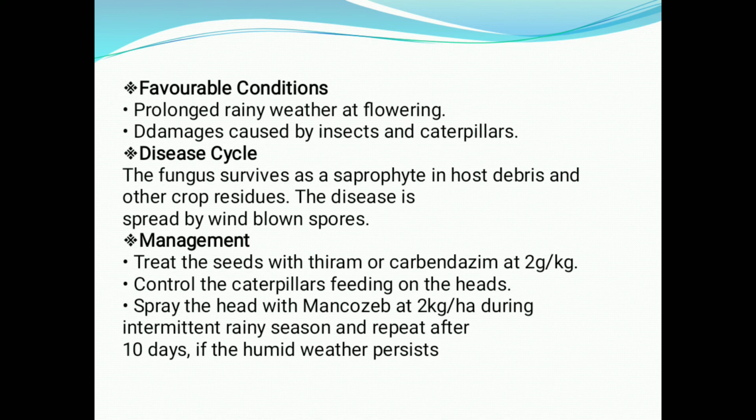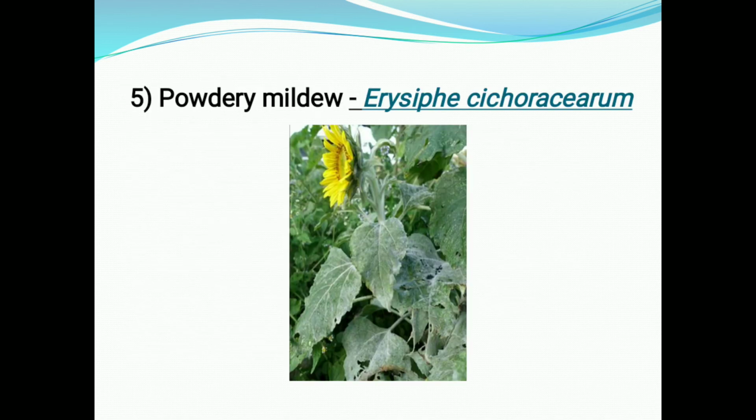Disease cycle: the fungus survives as a saprophyte in host debris and other crop residues. The disease is spread by wind-blown spores. Management: treat the seed with thiram or carbendazim at the rate of 3 gram per kg of seed. Control the caterpillars feeding on the heads. Spray the head with mancozeb 2 kg per hectare during intermittent rainy seasons and repeat after 10 days if the humid weather persists.